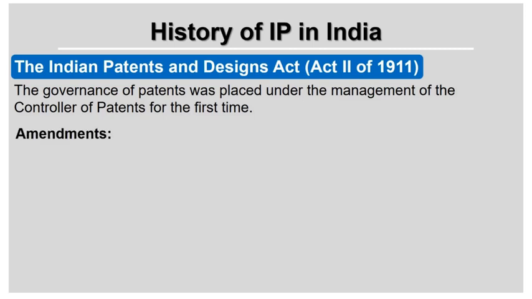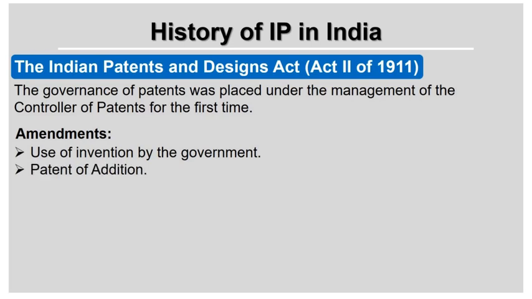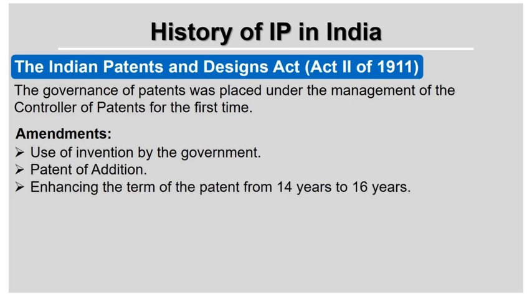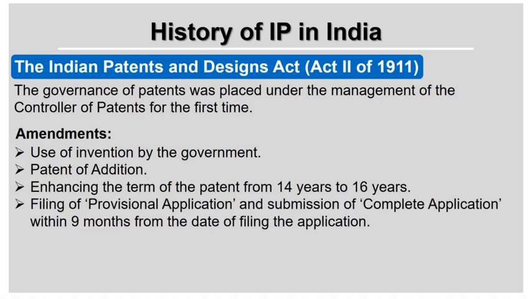In the next 30 years, many amendments were introduced in the act, such as use of invention by the government, patent of addition, enhancing the term of the patent from 14 years to 16 years, filing of provisional application, and submission of the complete application within 9 months from the date of filing the provisional application.